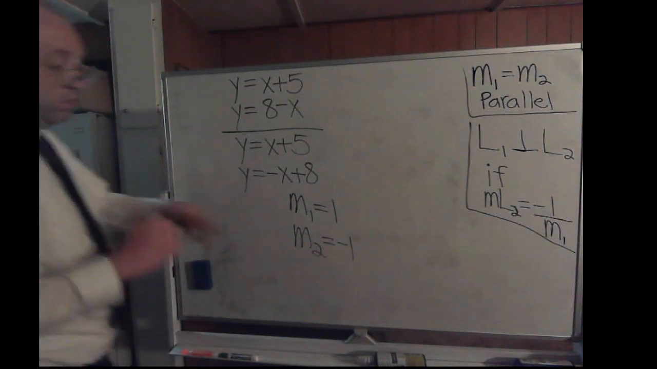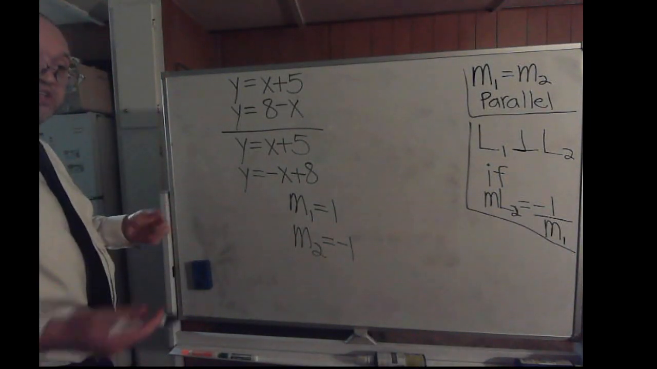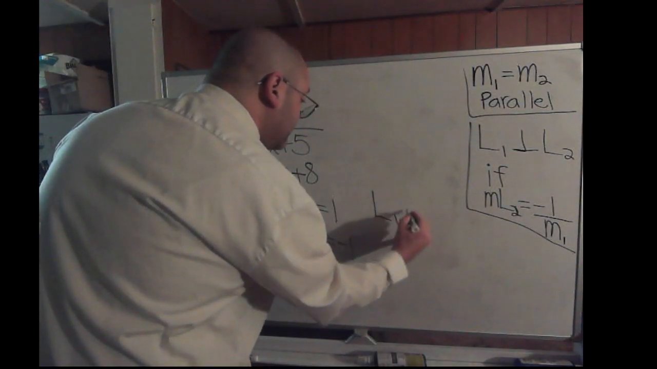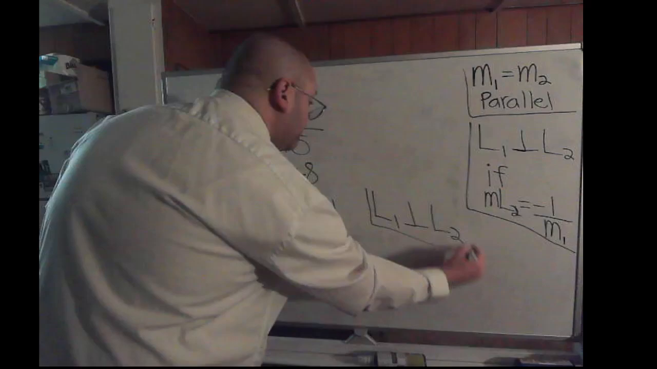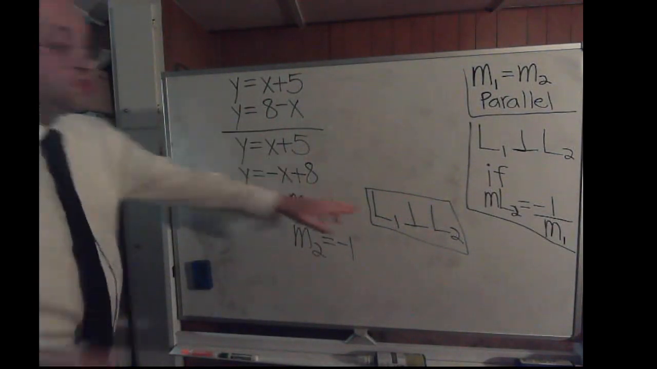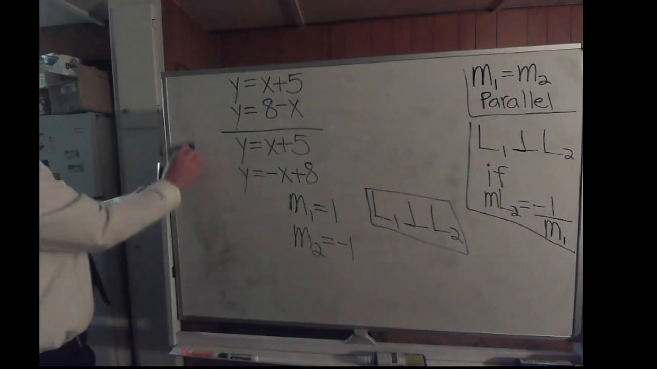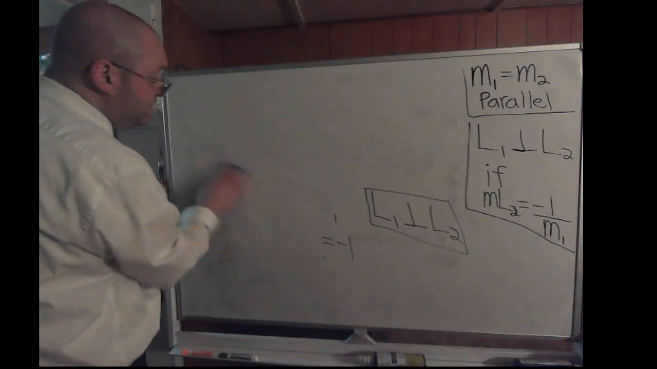Well, 1 and negative 1 are definitely negative reciprocals of each other, are they not? Therefore, it's safe to say that line 1 is perpendicular to line 2. So, these two lines are in fact perpendicular since the slopes are negative reciprocals of each other. Then I have one more and we're done for the night.